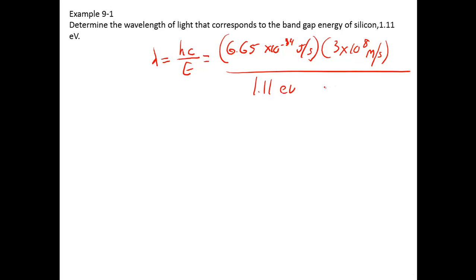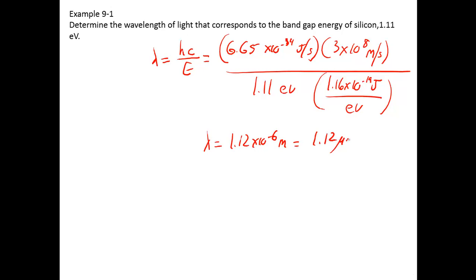Divided by the band gap energy, where there is 1.16 times 10 to the negative 19 joules per electron volt. In this case, you get lambda as 1.12 micrometers. So again, that is the wavelength that corresponds to the band gap energy of silicon.